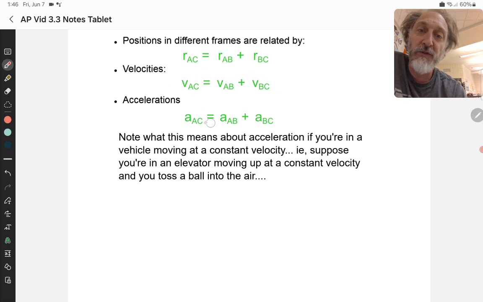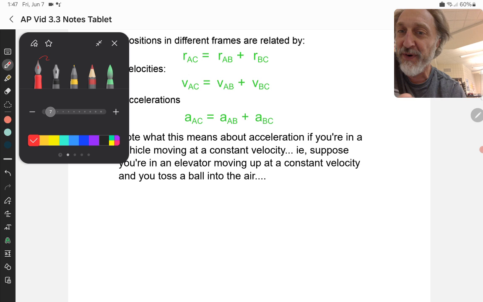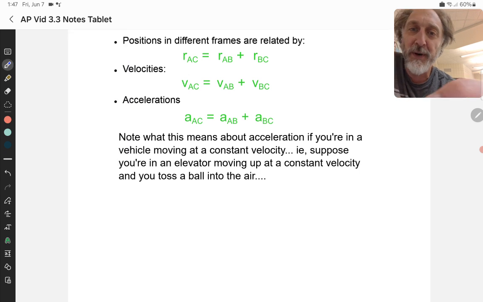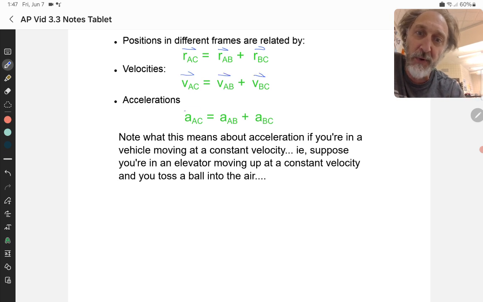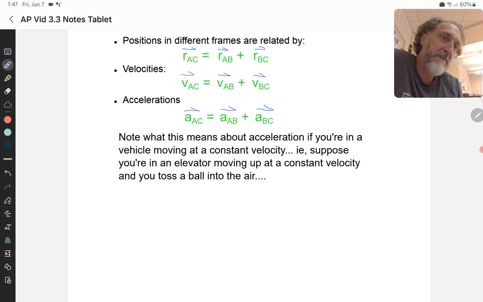Okay, so you're just adding vectors, which brings me to an important point. Because my Smart Notebook software is stupid, it doesn't let me put arrowheads in. So all of these quantities here are vectors. All right, so we're not just adding numbers, we are adding vectors. So we need to think about direction. All right, and so the same equation works for acceleration. The acceleration of object A relative to object C is equal to the acceleration of A relative to B plus the acceleration of B relative to C.